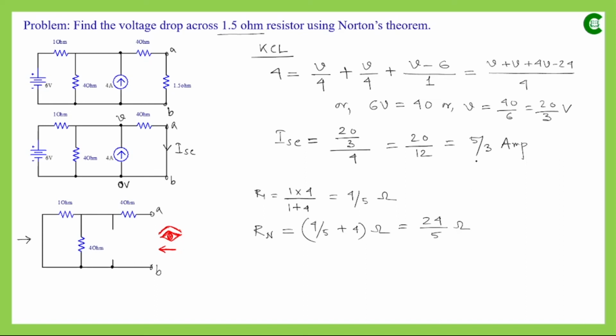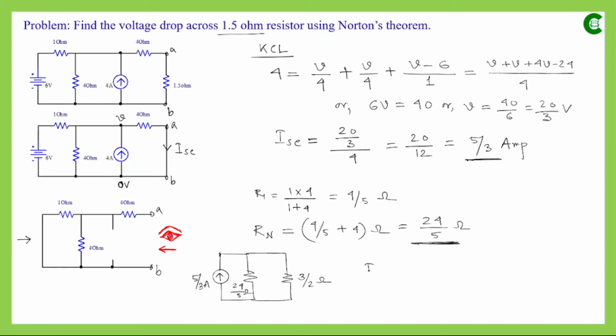By now we have already obtained the short circuited current ISC, which is 5 by 3 ampere, and the equivalent or internal resistance of the network, which has a value of 24 by 5 ohm. Now in the last step, we will draw the modified circuit where we will have one current source with value 5 by 3 ampere and one resistor with resistance value 24 by 5 ohm. With that, we will connect back the load resistor, which for this network has value 1.5 or 3 by 2 ohm.